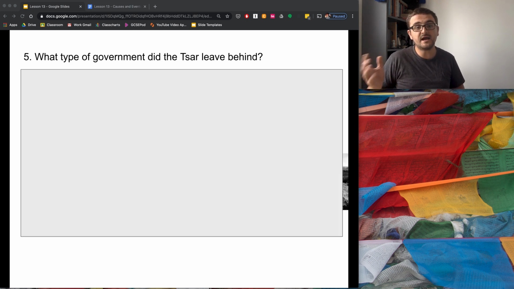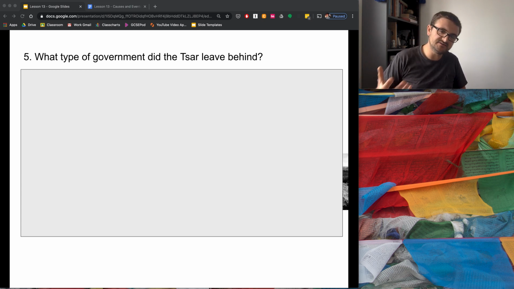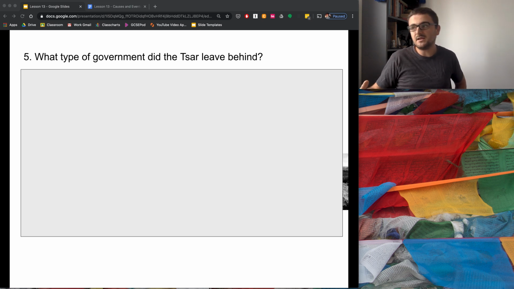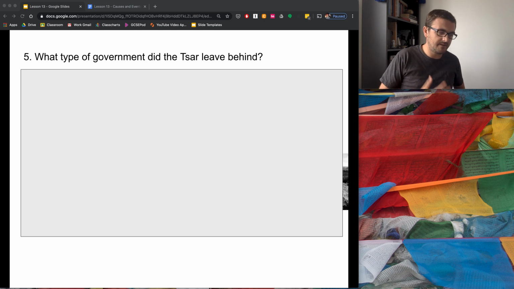And this leads us nicely, this chaos of the February Revolution, to question 5. So what type of government did the Tsar leave behind? Now, I mentioned that the Tsar appointed his brother Mikhail as regent, as somebody who was going to take over power and try and strike a deal that would have settled the revolution. What do you remember about that? Pause this video, take a good few minutes, think as hard as you can, and empty your head.